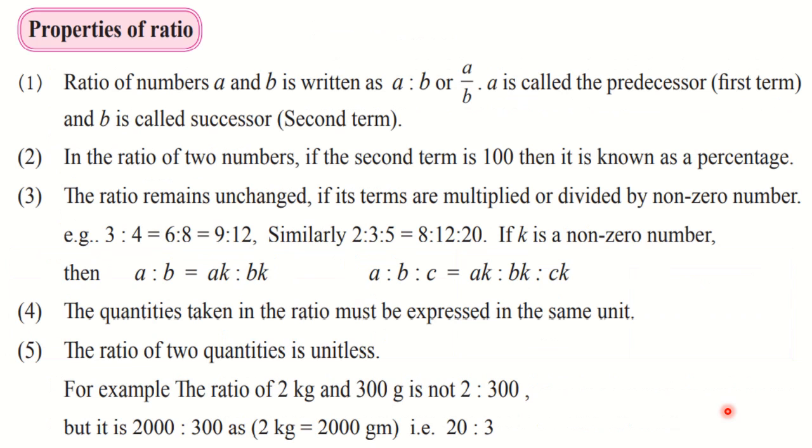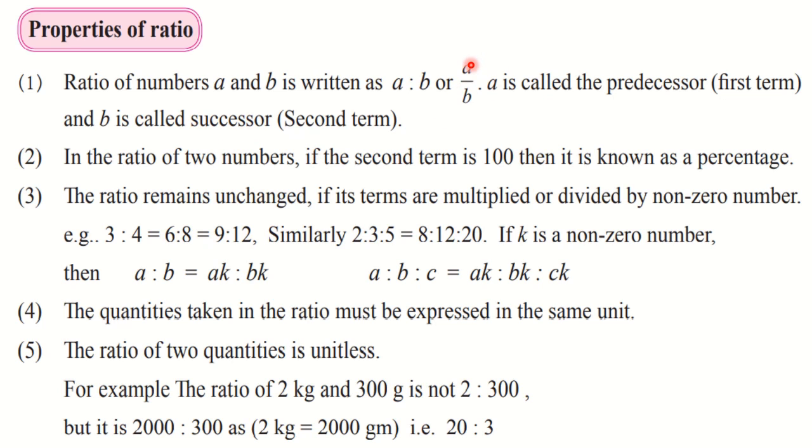Now let us go further in the ratios. Now we are going to see the properties of ratio. Very first property, ratio of numbers a and b is always written as a is to b. This symbol you will read as is to. A is to b, which is same as a upon b. Here a is called as predecessor, that is first term, and b is called as successor, the second term.